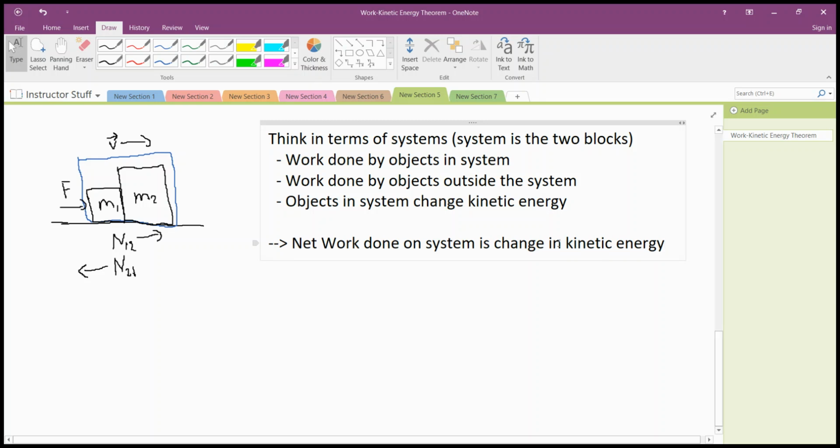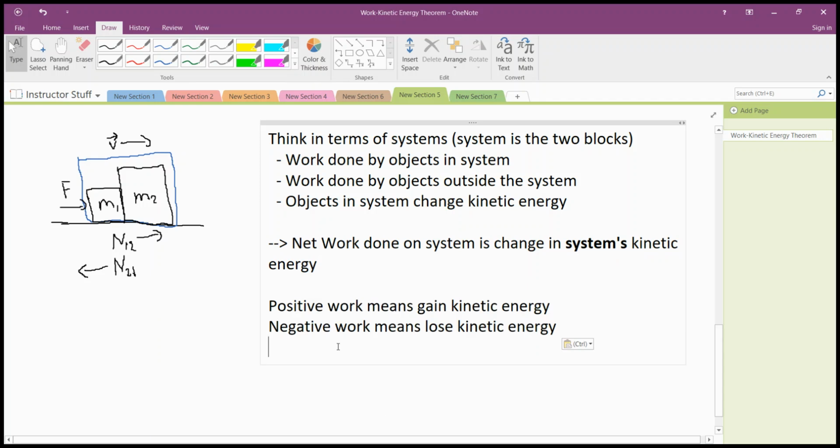And so what we have here then is the net work done on a system is the change in the system's kinetic energy, where by net work done on a system, we are including all the work done by objects inside the system also. As with both the single and multi-particle case, if positive net work is done, then kinetic energy is gained. If negative net work is done, then kinetic energy is lost from our system. We should think about work then as being something that either adds kinetic energy to our system or removes kinetic energy from our system. It is the way to add or remove kinetic energy from a system.